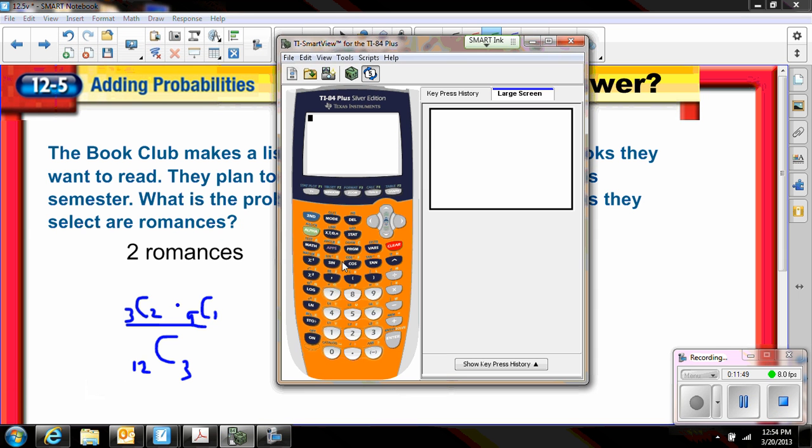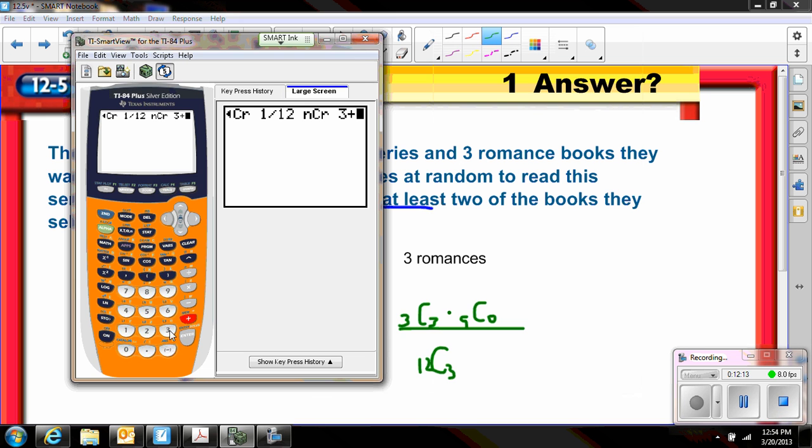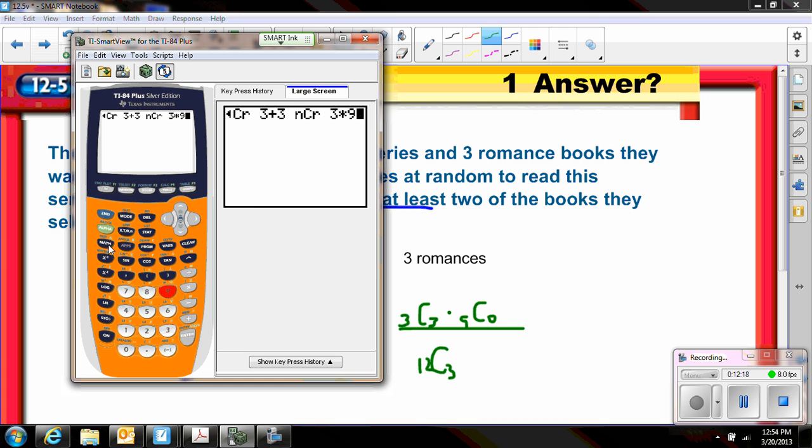So if we pull out our calculators, we have a 3 combination 2 times 9 combination 1 divided by 12 combination 3, plus 3 combination 3 times 9 combination 0 divided by 12 combination 3.